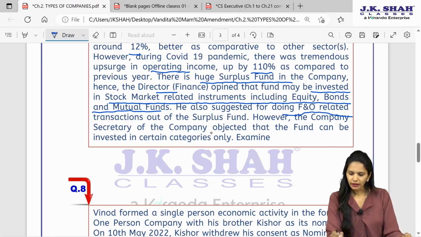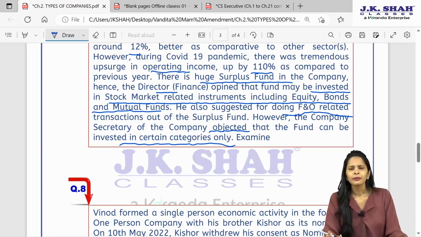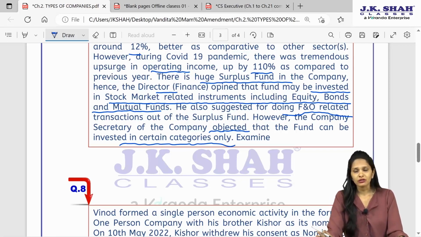However, the company secretary objected to this and said that funds can be invested only in certain categories, and now you have to examine that. First, analyze by recollecting the provisions of the producer company whether the contentions of the company secretary are correct or not. They are 100% correct because there are certain restrictions as to investment by the producer company. A producer company can invest but only and only in specified and approved securities. So this is a straightforward question, students.